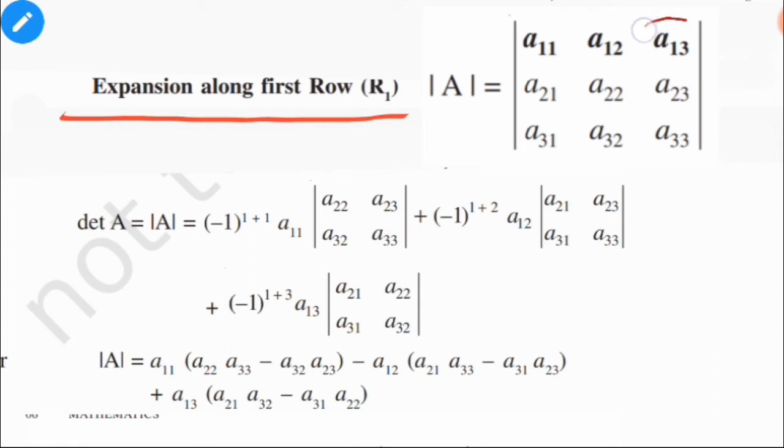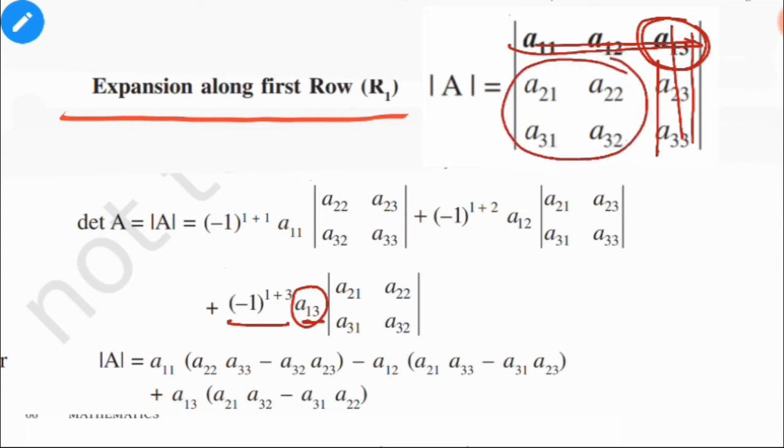The third term is A13. Third term of row 1 is A13. So just start with A13 into minus 1 raised to 1 plus 3. This 1 plus 3 comes from suffix of A13. So minus 1 raised to 1 plus 3 into A13. Now delete the first row and third column in which A13 lies. Then remaining 2 by 2 determinant A21, A22, A31, A32.